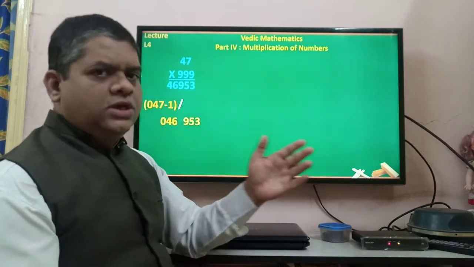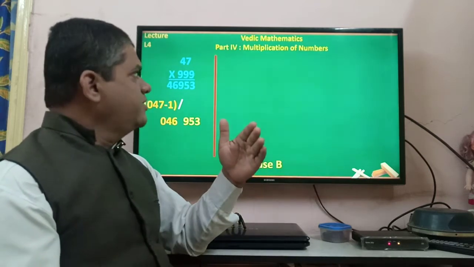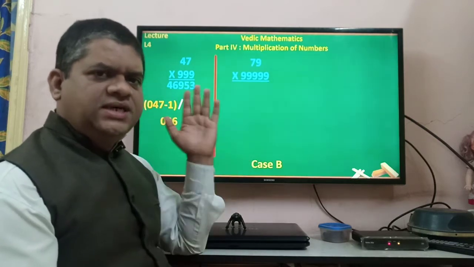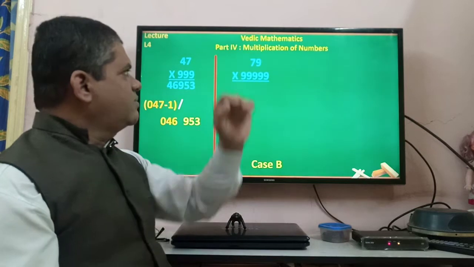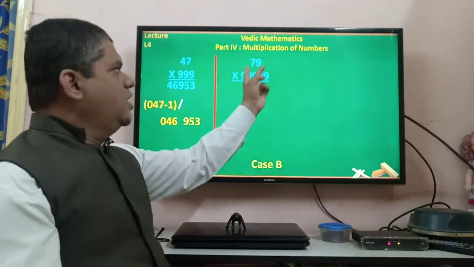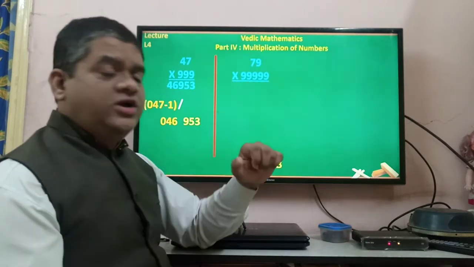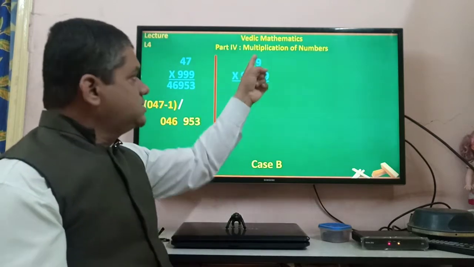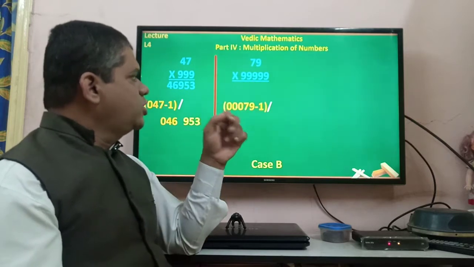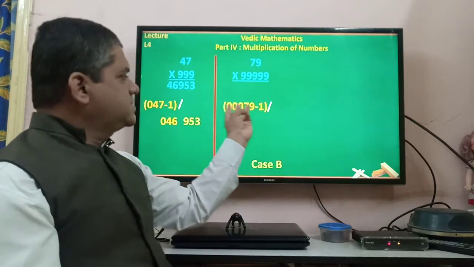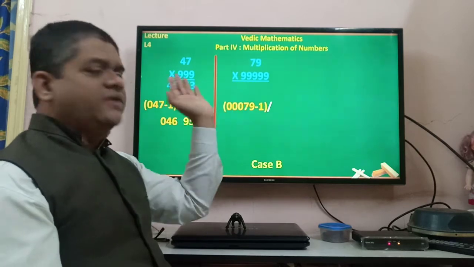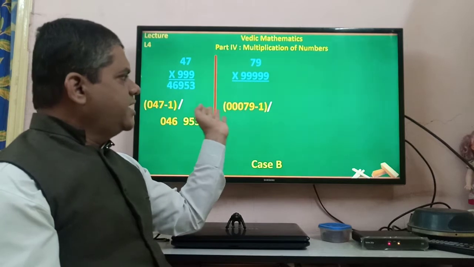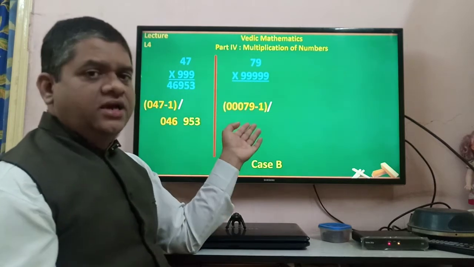Got it? Now the same concept you can apply, let it be 3-digit, 4-digit, or 5-digit. The method is the same. I have taken some different numbers: 79, a 2-digit number, but I am going to multiply by a 5-digit number. And when I want to multiply by a 5-digit number, this number also is required to be converted into 5 digits. For the same reason, I have added 3 zeros on the left hand side. Got it? And once we obtain the left hand side, we can easily get the right hand side.